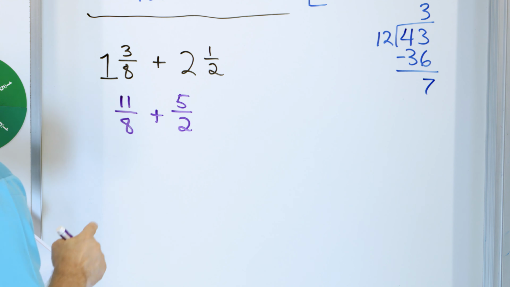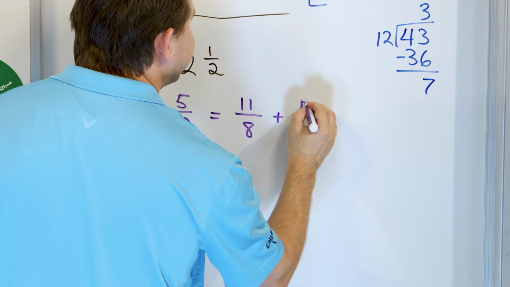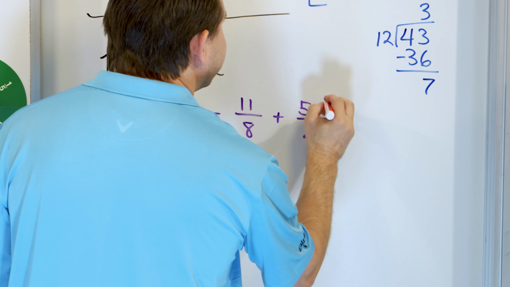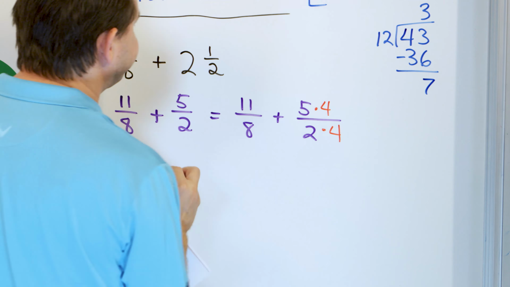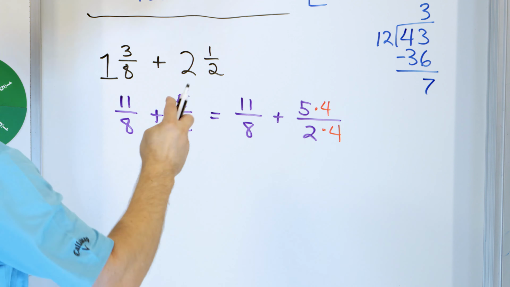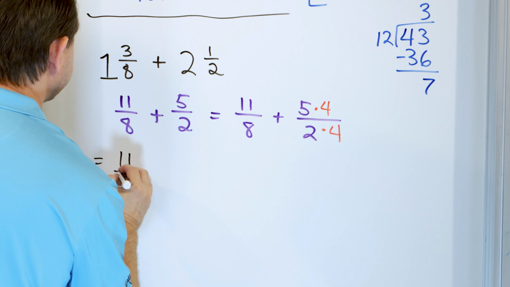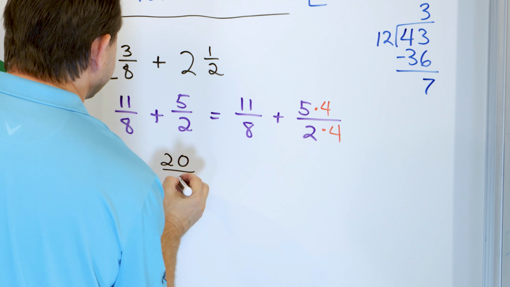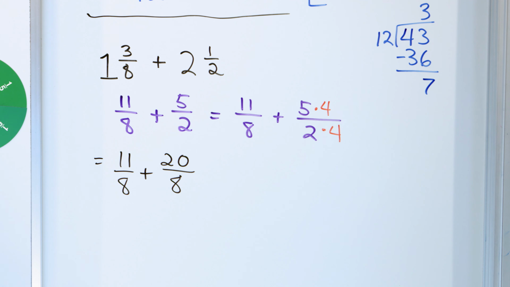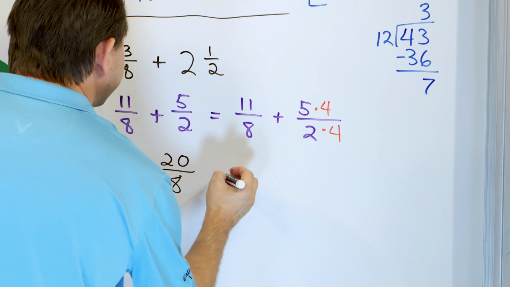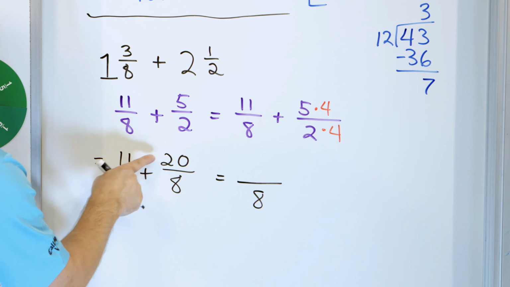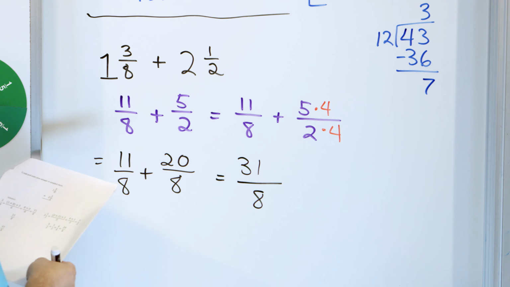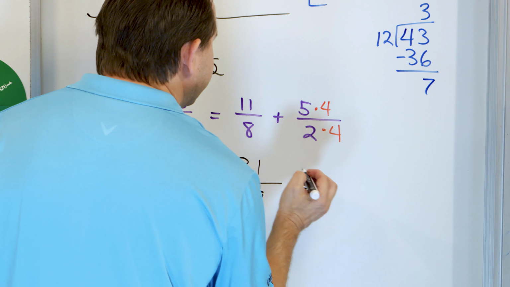Well, I'm going to keep the 11/8 the same, but I'm going to add to it 5/2, but I'm going to change that 5/2. I'm going to multiply the top and bottom by 4. All right? What's that going to do? Well, I'm going to have 11/8, and then 5 times 4 is 20, and 2 times 4 is 8. So I have 11/8, and I'm adding to it 20/8. So the denominator is the same, and 20 plus 11 is 31. So I'm going to have 31/8. So the answer is 31/8, but we can change this to a mixed number.